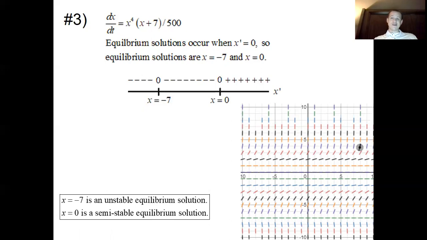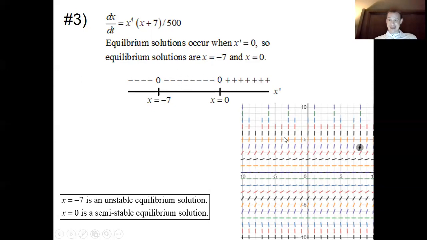Oh, my sign chart's wrong. You know what it should be. Tell me what I did wrong. Take a look at this. What did I do wrong with the sign chart? If you plug in something between -7 and 0, say, I don't know, -1, that's positive, and that's positive. So it should be a positive inside of here.